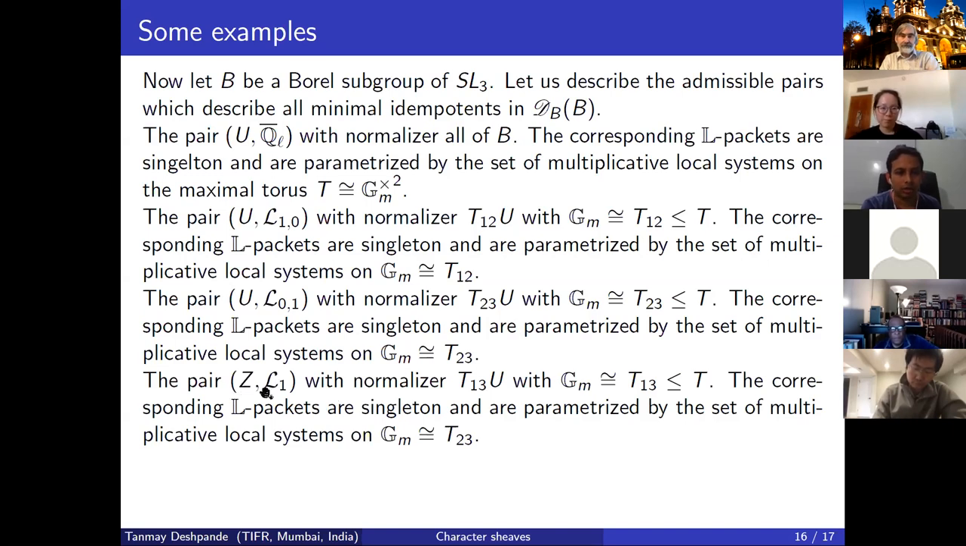And now we can look at the Z, which was the center of U. So here the normalizer of this is T13U, and the story is somewhat similar for this. The corresponding L packets are all singleton, and they are parameterized by the multiplicative local systems on T13. There is a typo here, so this should be T13.